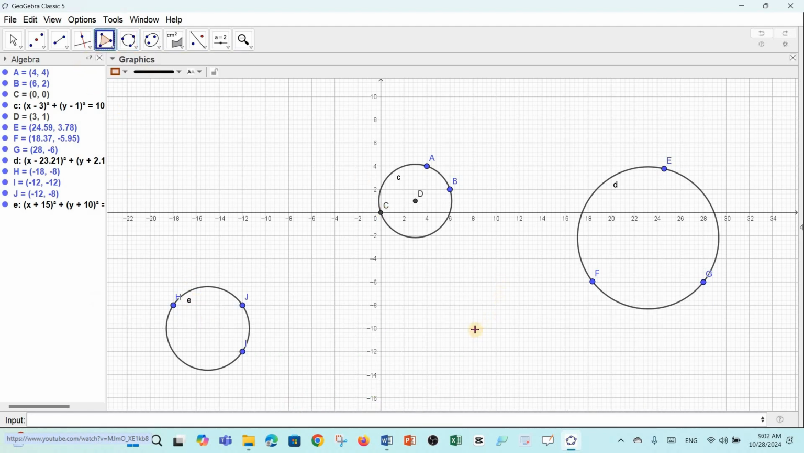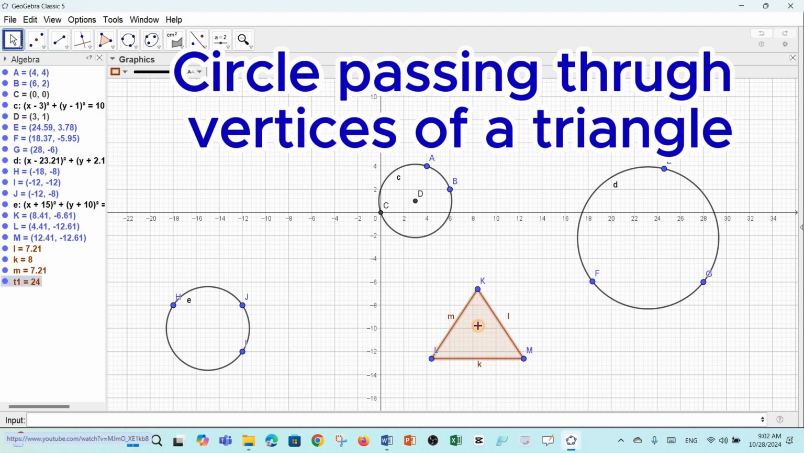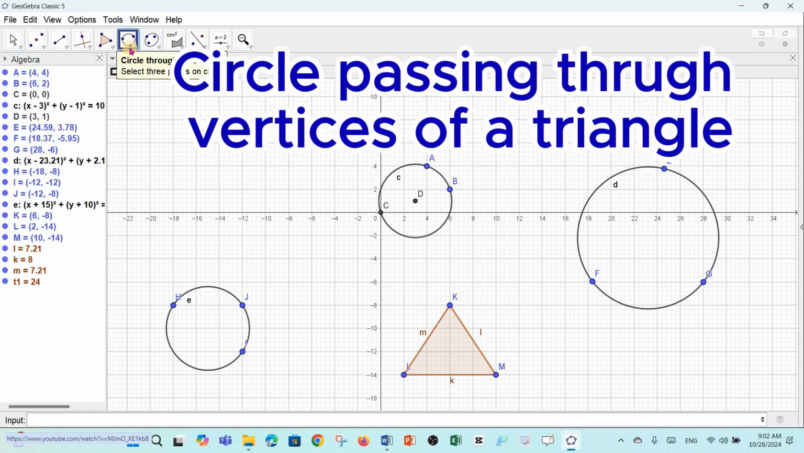And suppose we have a polygon. We have a triangle. A triangle has 3 vertices, and we want a circle which passes through these 3 points, K, L, M. Then how to draw this? Now let's select circle through 3 points and select the points respectively. Yes, it circumscribes the triangle.